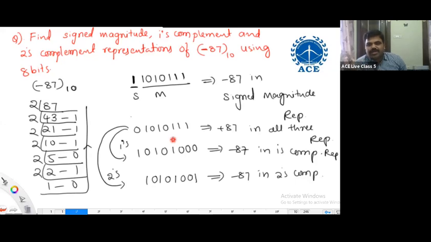I want to get plus 87. MSB is 0, 87 magnitude. Then 0, magnitude is 101, 0, 111. It is 87. Yes, it is plus 87 in signed magnitude, in 1's complement, in 2's complement representation. I want to get the opposite sign number in 1's complement, means take 1's complement of this. If I want to get the opposite sign number in 2's complement representation, take 2's complement of this. Right? Is that clear?